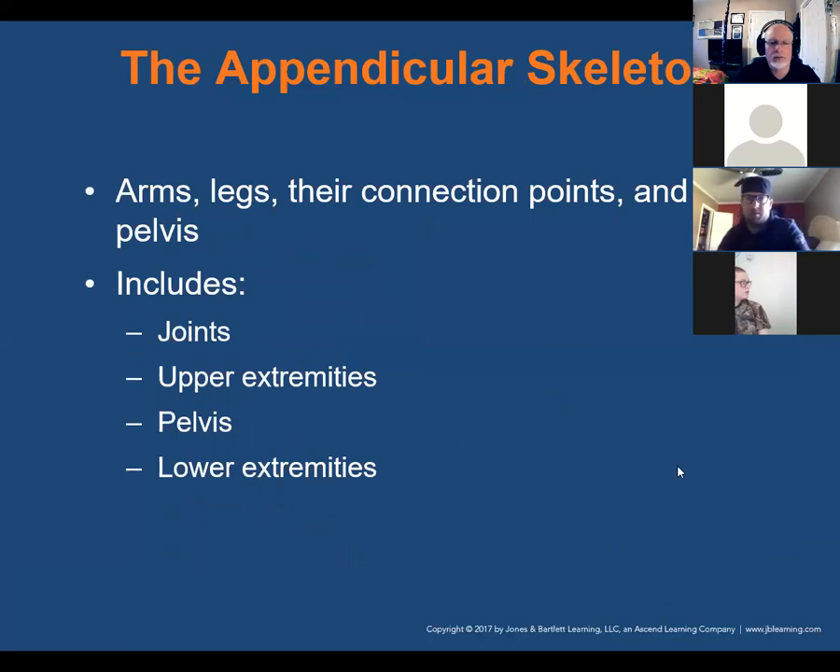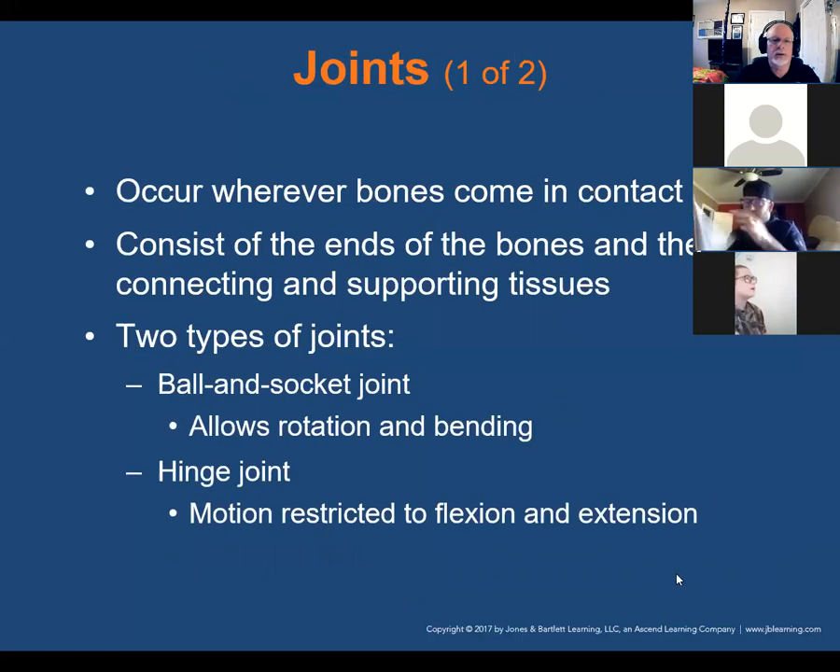Appendicular skeleton, we have joints, we have upper extremities, we have pelvis, we have lower extremities. Where bones articulate, or come together, we have a joint. Some are fused joints, such as the bones in your skull. Some are semi-fused joints, like where your sacrum and your iliac bone connect, which forms the sacroiliac joint, or SI joint. That's a semi-fused joint. It moves a little bit.